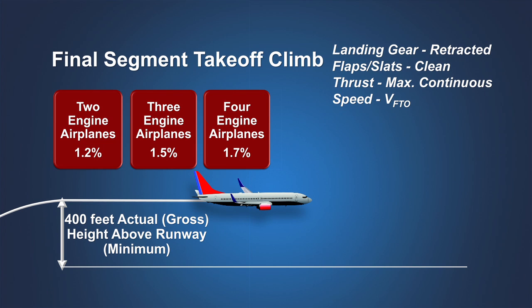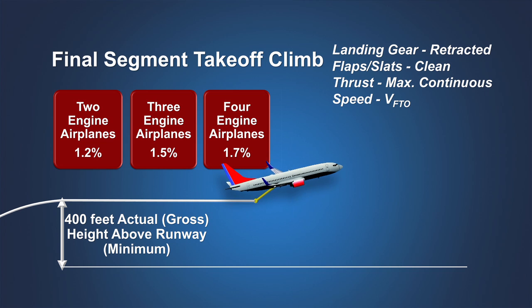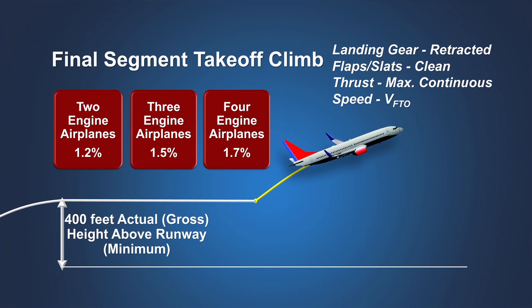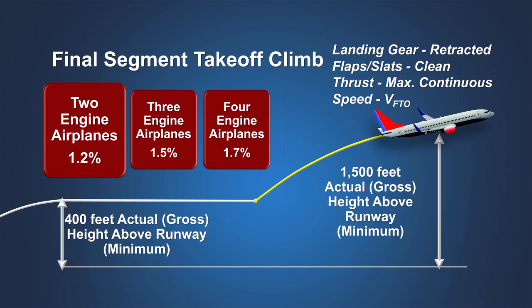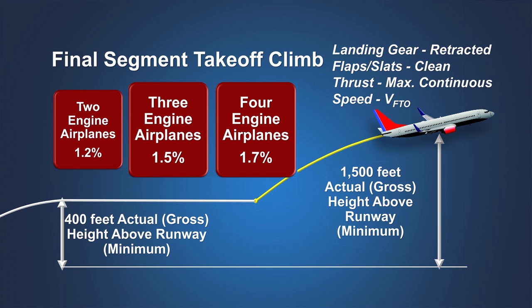If the airplane is less than 1,500 feet above the runway surface at the end of the transition segment, then the final takeoff segment begins at that point and extends until the airplane reaches at least 1,500 feet. At any point above 400 feet, a turbine-powered airplane with two engines must be capable of achieving a minimum climb gradient of 1.2% in still air. Additional climb gradient capability is required for airplanes with 3 or 4 engines.